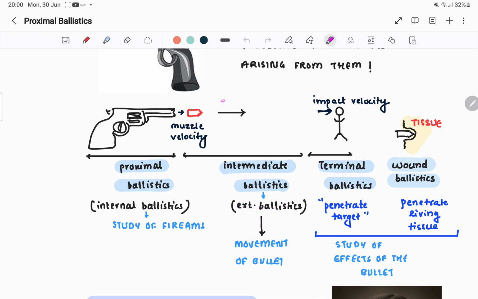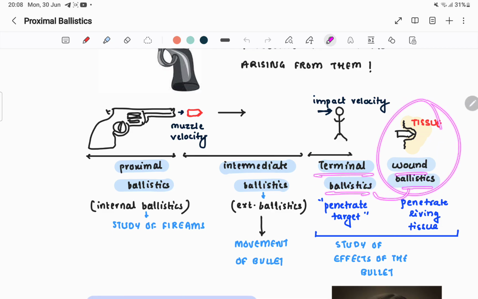Okay, bullet can be there. There can be lead shots also. Anything which is the projectile, call it projectile. Rather than bullet, you call this projectile. So movement of projectile is basically intermediate, and it is striking a target. This is called terminal ballistics. The target striking is called terminal ballistics, and if it penetrates the tissues, then it is called wound ballistics. Okay, and this tissue penetration is called wound ballistics.